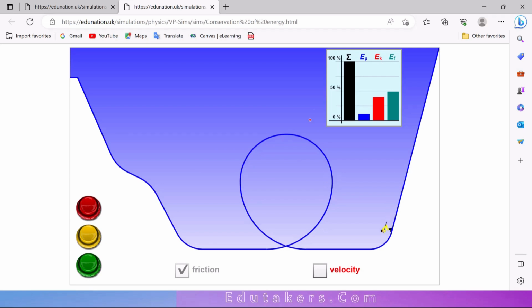But the total energy, you can see here, remains constant. Now there is the extra bar which is showing the energy that is lost due to the friction. So in this way, the total energy is conserved, which is shown by the black bar. But the energy is transferred into different forms.